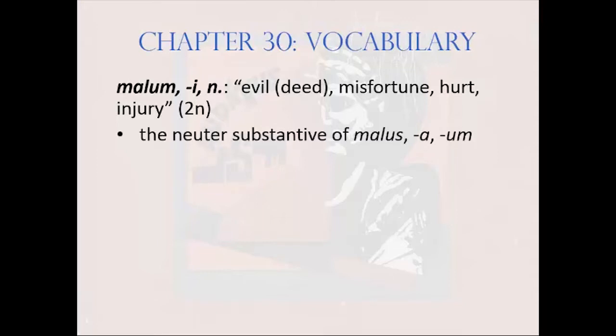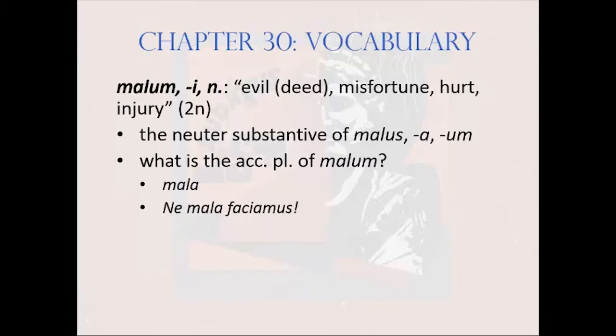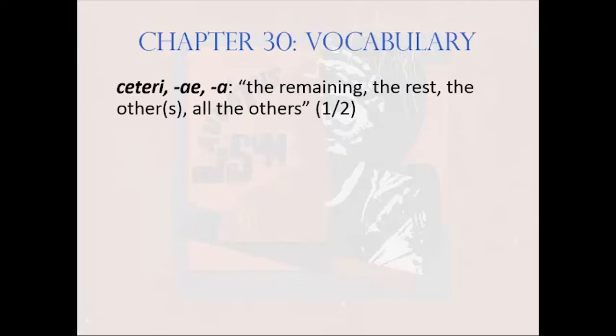It's the substantive of the adjective we covered in the vocabulary for Chapter 4, mala, so it means literally a bad thing. What's its accusative plural? It's neuter. Yes, mala. Ne mala faciamus. Think about it. Next up, ceteri, ceterae, cetera, meaning the remaining, the rest, the others, or all the others.